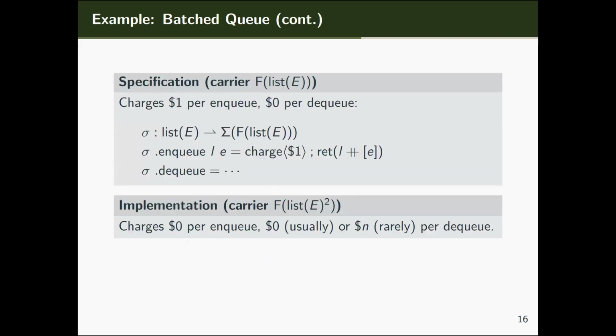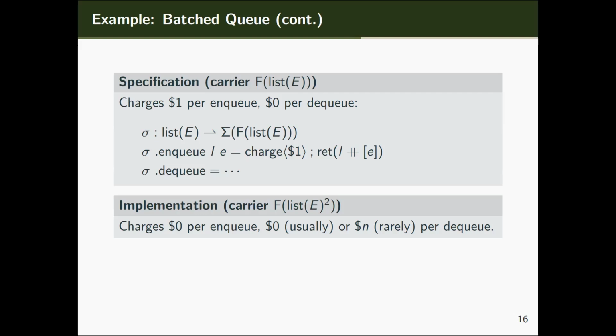So we can give a specification and an implementation just like before. We can charge $1 per enqueue and 0 per dequeue. So here on the enqueue component, which we write using copattern matching, we can just say charge $1 and then give back the list where, as a specification level list, we just put the element on the end. And the dequeue method is similar. I didn't want to get too far into that. The implementation is not fit for slides. It's not so bad, but I didn't want to focus too much on this either. You charge 0 per enqueue because you just cons onto the front, 0 for dequeue usually, and once in a while you charge n dollars for the dequeue, where n is the length of the input list, because you had to do that big reversal operation.